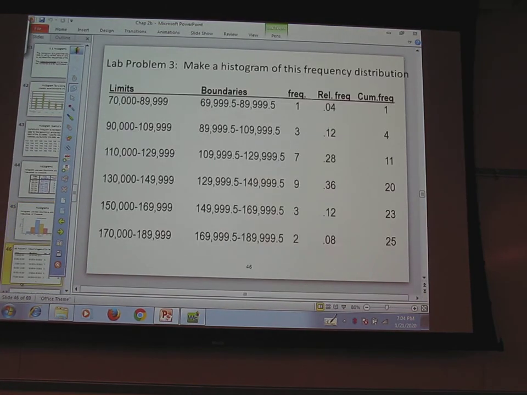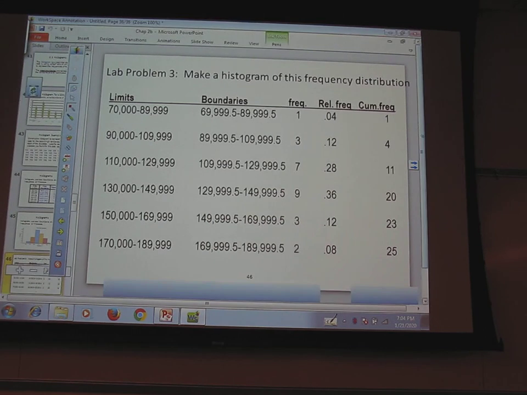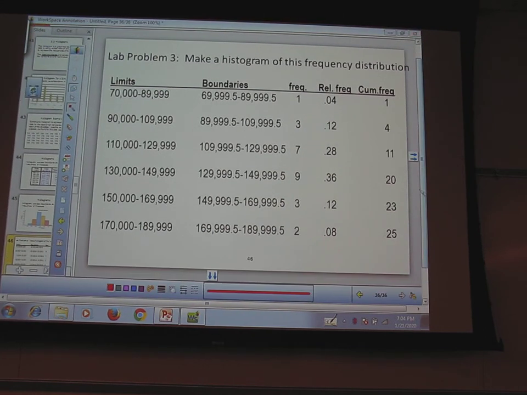So what I'd like you guys to do is lab problem 3: make a histogram of your frequency distribution below. So if you didn't do it the way we all did it, do it this way for this now.